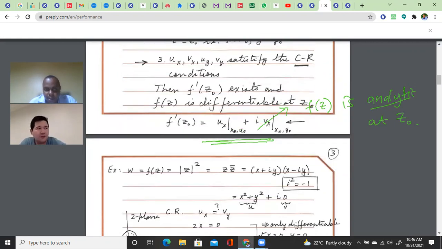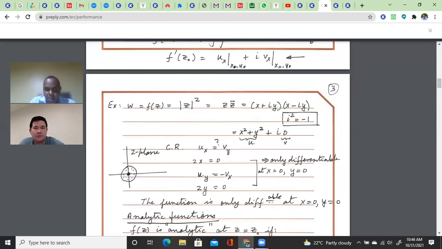And then he gives you an example. The modulus of that squared, it's going to be z bar. By the way, just by looking at this function, do you think it's going to be analytic? No. It's not analytic because z bar is in there and z bar is not analytic. So it's only differentiable at x equals 0 and y equals 0. It's not going to be differentiable at any other point.